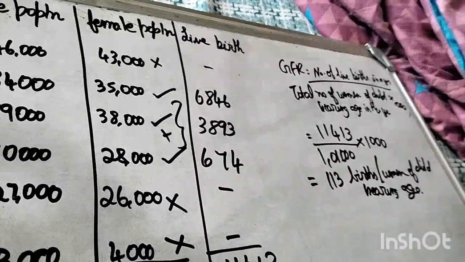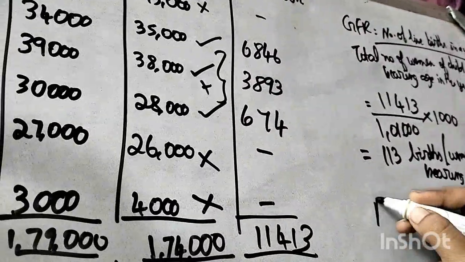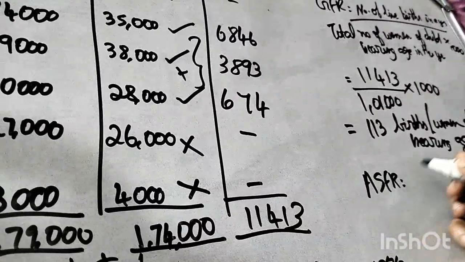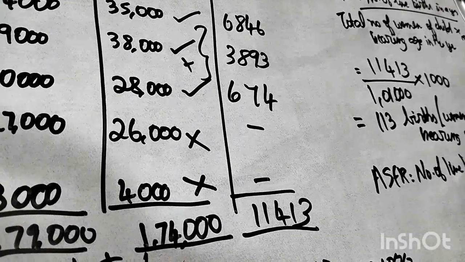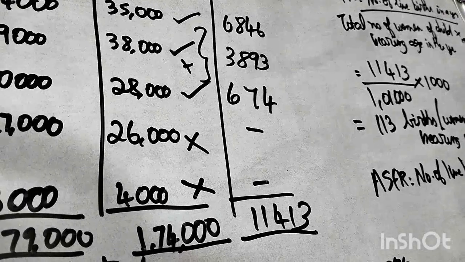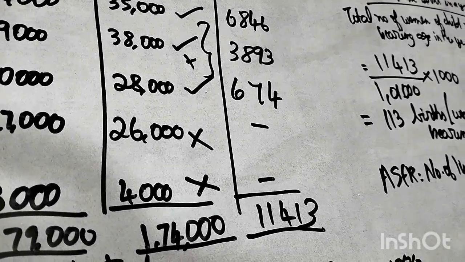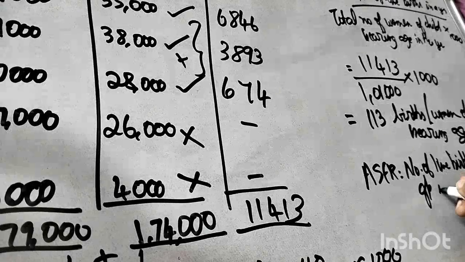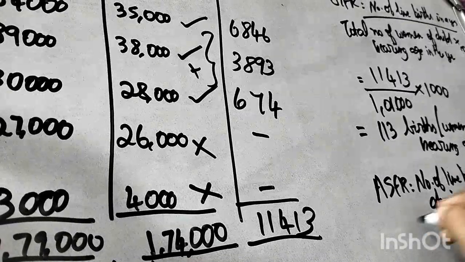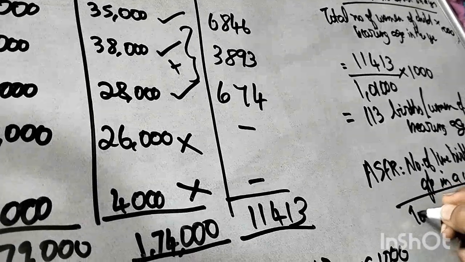So that's GFR. ASFR is the number of live births in a specific age group in a year, divided by the total number of females in that age group in a year.